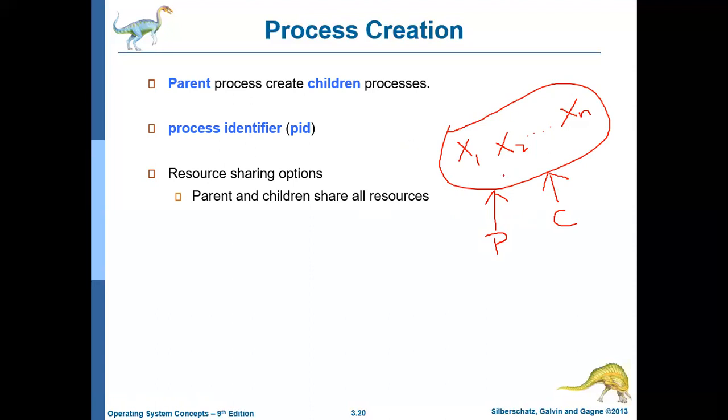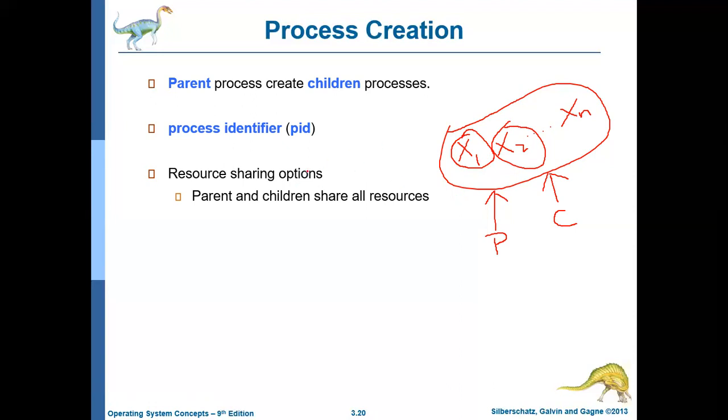Here, if the parent wants to access the resource x1, then at the same time the child should not be allowed to access it. So some lock should be maintained. If the parent is accessing this resource, it will be locked so that the child cannot access it. Similarly, if the child is accessing x2, it will be locked for the parent so that the parent cannot access it. So this is the first way of resource sharing.